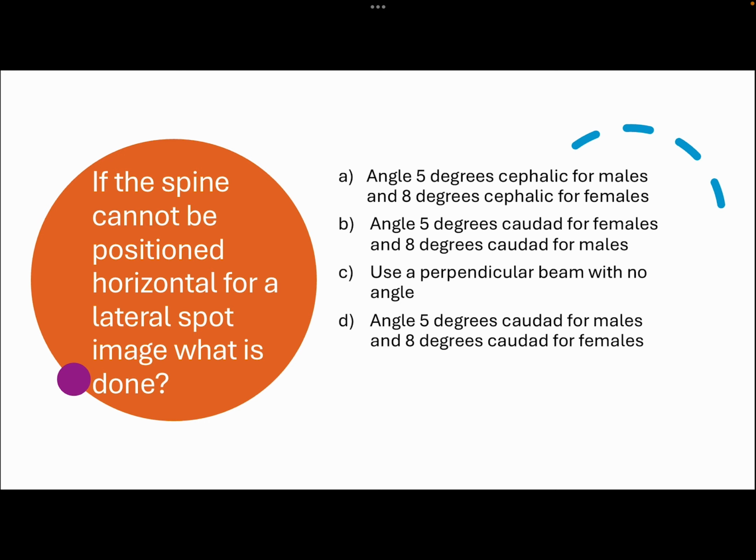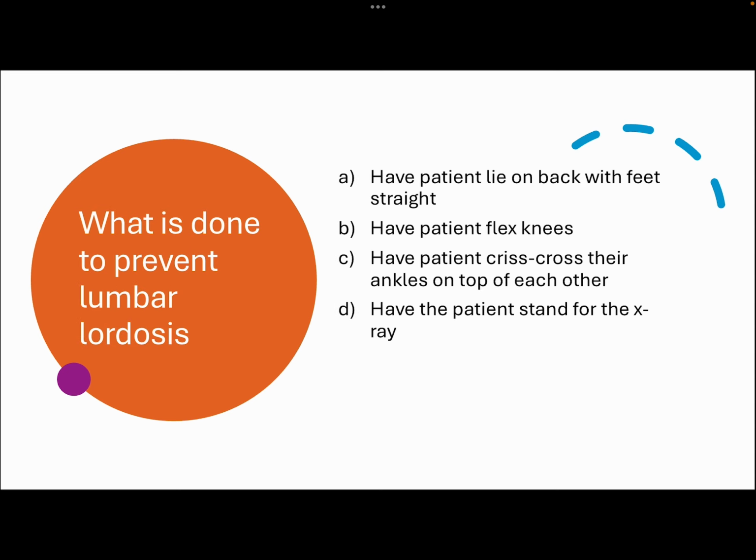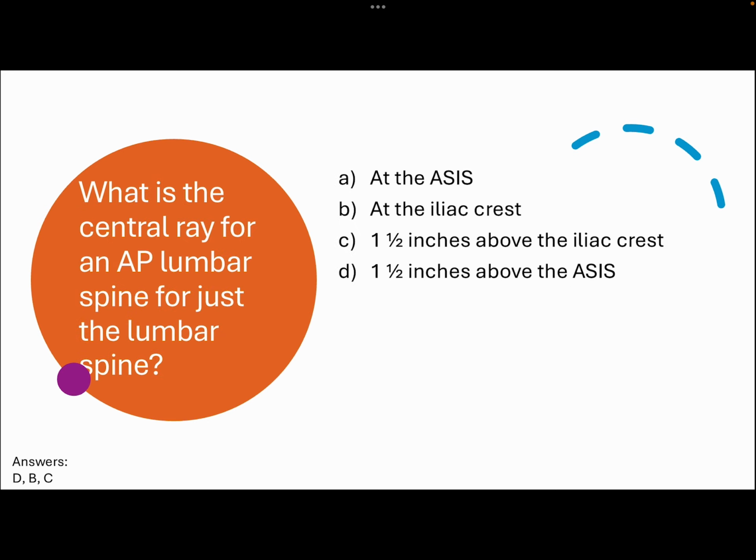So, questions. The answers are on the last slide. If the spine cannot be positioned horizontal for a lateral spot image, what needs to be done? D. What is done to prevent lumbar lordosis? B. Have the patient flex knees. What is the central ray for AP lumbar spine for just a lumbar spine? C.